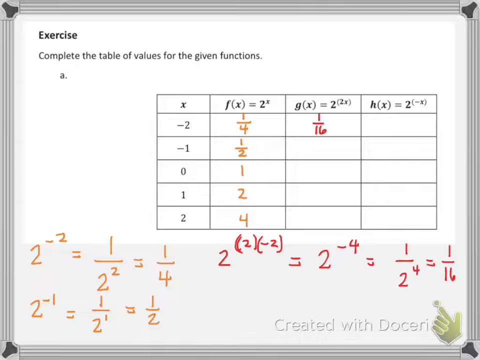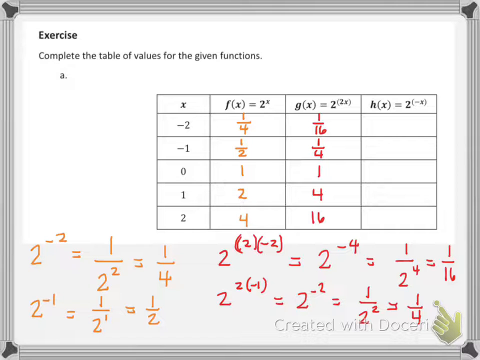All right, put a negative 1 in there, and we get 2 to the 2 times negative 1, and that is 2 to the negative 2, and then the reciprocal would be 1 over 2 to the positive 2, which is 1 over 4. Put a 0 in there, and it's just 2 to the 0, which is a 1. Put a 1 in there, that's 2 squared, that's 4. Put a 2 in there, that's 2 to the 4th, and that's 16. Okay, so there's the g of x function.